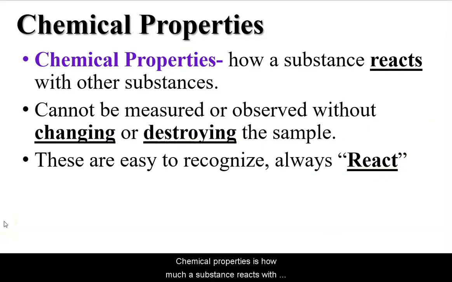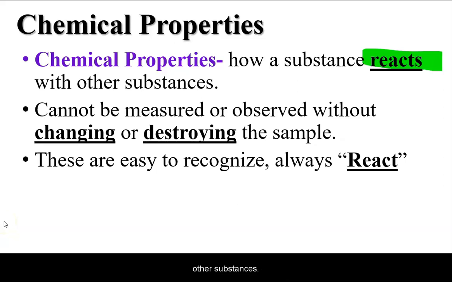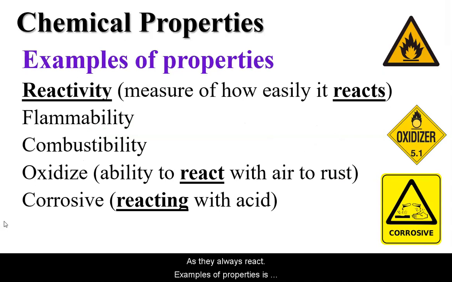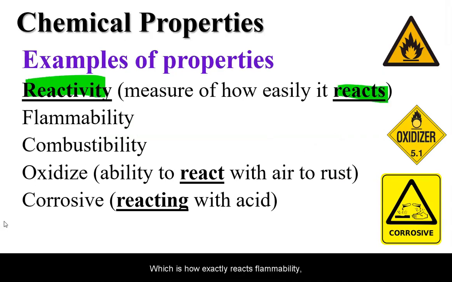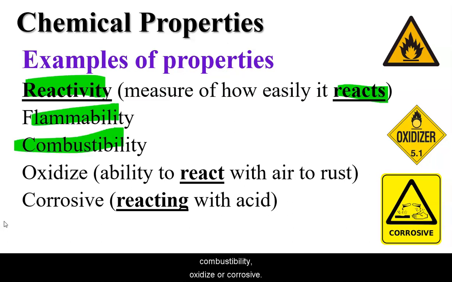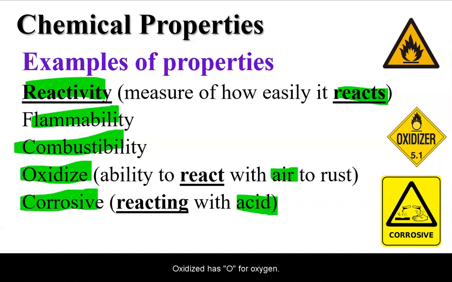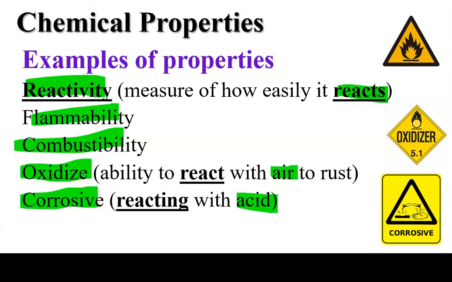Your chemical properties are how much a substance reacts with other substances. This cannot be measured or observed without changing or destroying the sample. These are easy to recognize as they always react. Examples of chemical properties are reactivity, which is how exactly it reacts, flammability, combustibility, oxidizing, or corrosiveness. Oxidizing is how it reacts with air, and corrosive is how it reacts with acid. Remember, oxidize has O for oxygen.